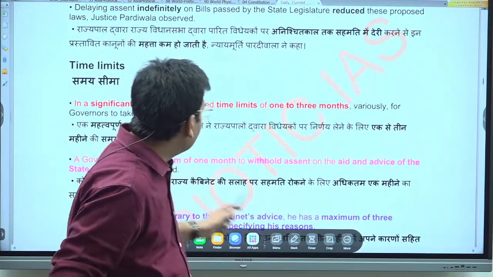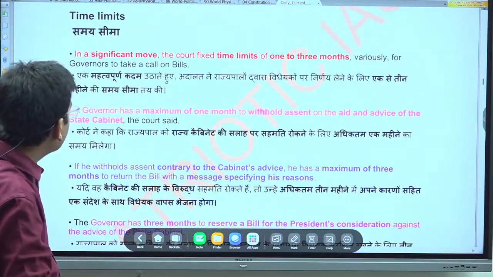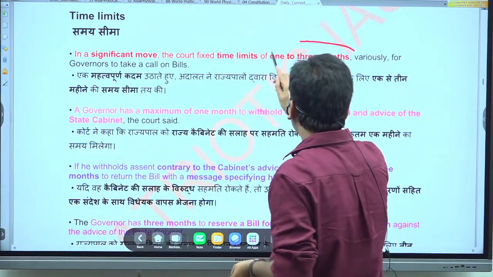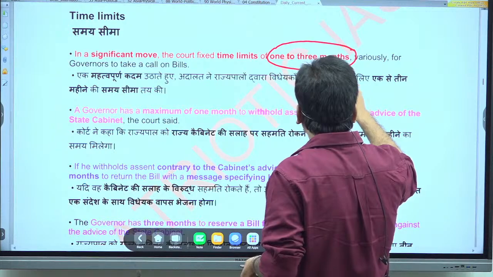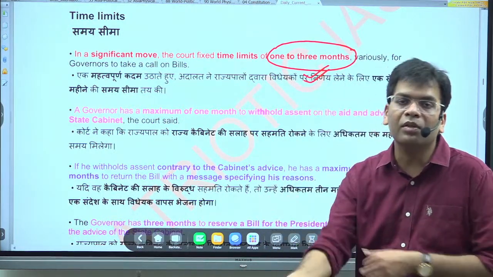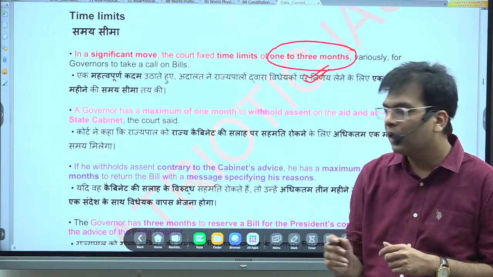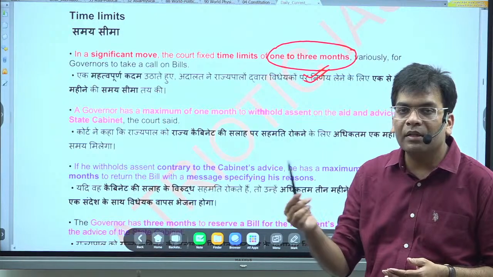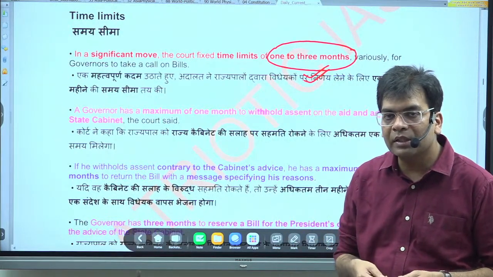The situation here, it has been discussed that in a significant move, the court fixed the time limit of 1 month to 3 months within which assent has to be given. Even if he wants to reject or does not want to approve a particular bill, until and unless the bill has been approved, it cannot be treated as an act.